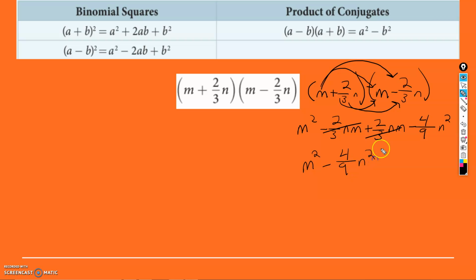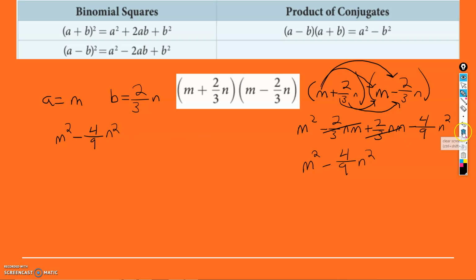4/9 n squared. Okay, let's do this again with our formula. a in this case is equal to the first term, which is m. b is equal to the second term, which is 2/3 n. First thing we do, take the first term and square it: m squared. Put a minus sign in the middle. Then take the b term and square it. So 2/3 squared: we square the numerator and square the denominator, 2 squared over 3 squared, and n needs to be squared also. And we're done. Still m squared minus 4/9 n squared. Again, a squared minus b squared.